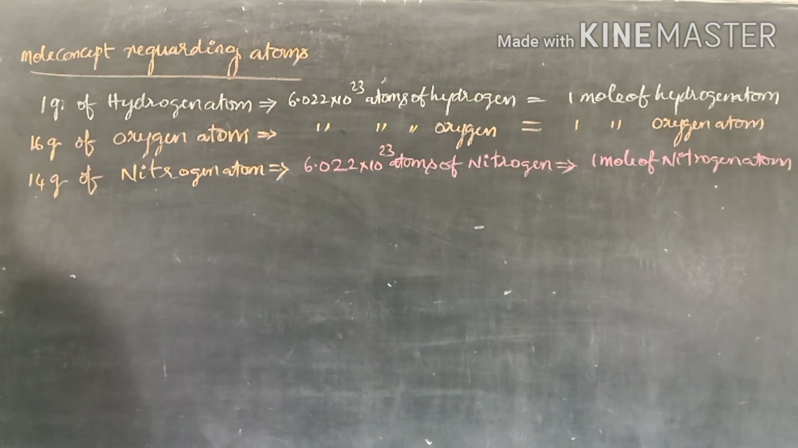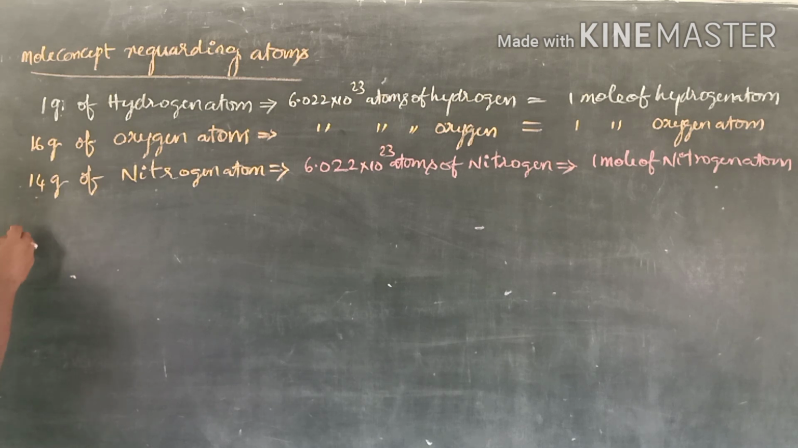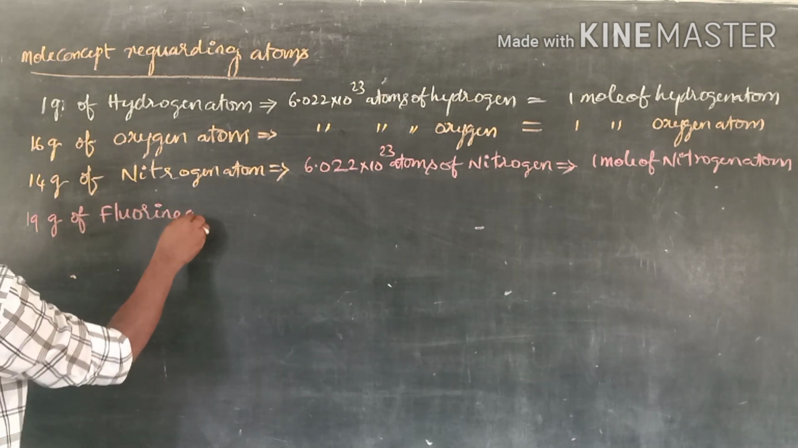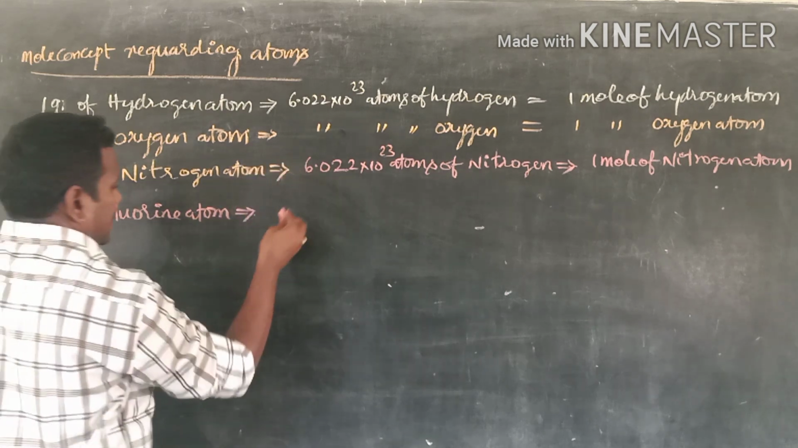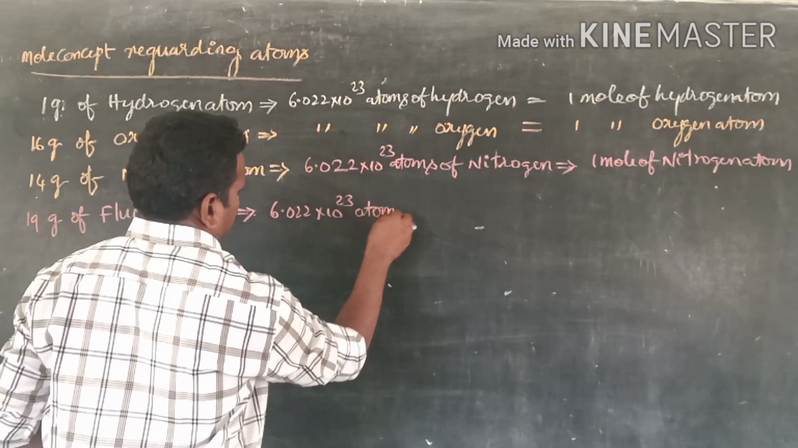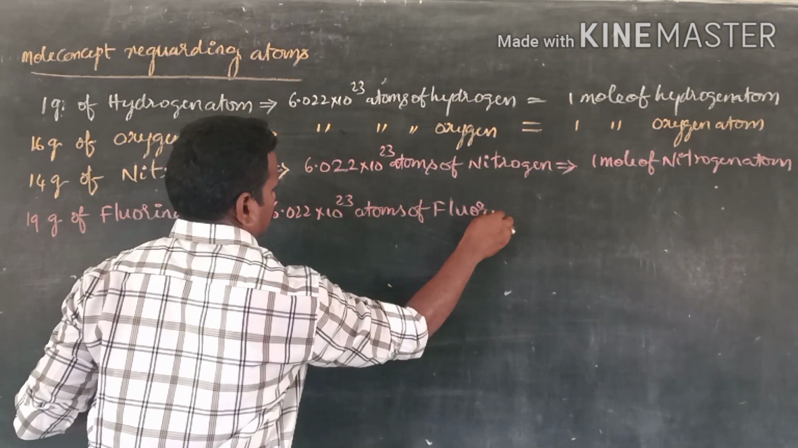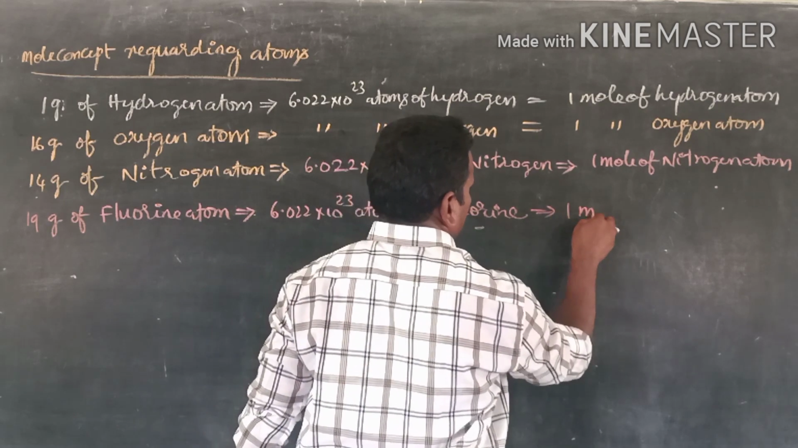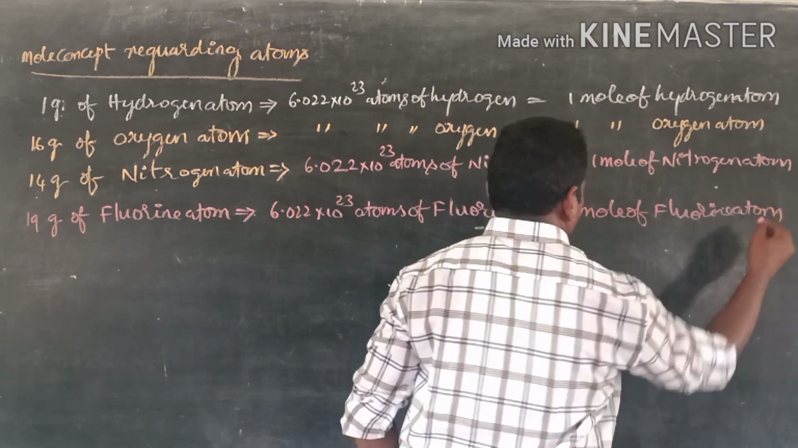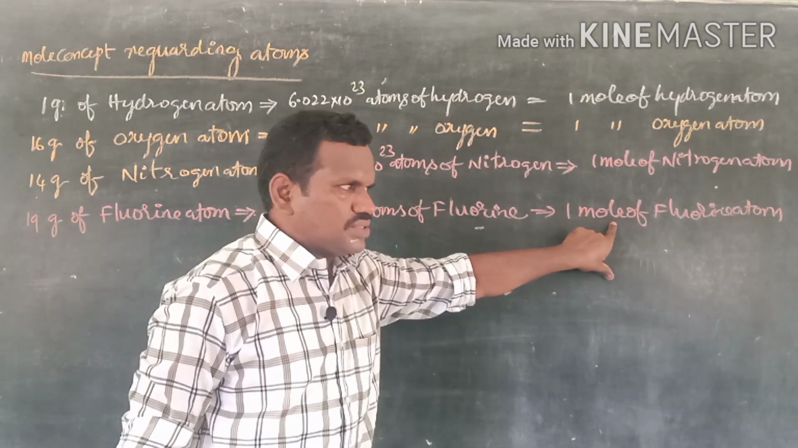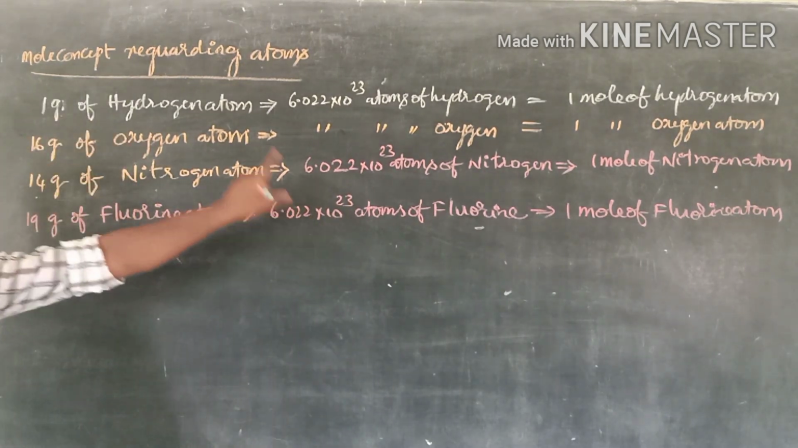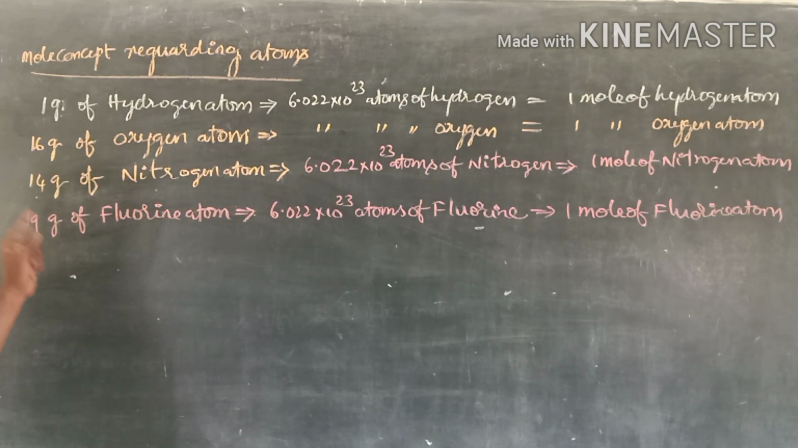Comes to the example of fluorine. Fluorine general representation is F 9 19. So it contains 19 grams of fluorine atom. 19 grams of fluorine atom implies how many atoms are there? 6.022 into 10 power 23 atoms of fluorine is equal to how much? 1 mole of fluorine atoms. What does it mean? If you take 1 mole of fluorine atoms, how many atoms are there? 6.022 into 10 power 23 atoms are there. The weight of 6.022 into 10 power 23 atoms is nothing but 19 grams.